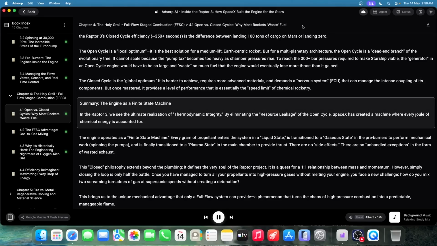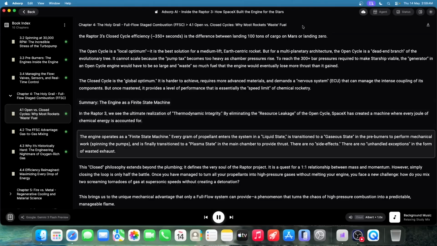In summary, the engine as a finite-state machine: in the Raptor 3, we see the ultimate realization of thermodynamic integrity. By eliminating the resource leakage of the open cycle, SpaceX has created a machine where every joule of chemical energy is accounted for. And the engine operates as a finite-state machine. Every gram of propellant enters the system in a liquid state, is transitioned to a gaseous state in the pre-burners to perform mechanical work, spinning the pumps, and is finally transitioned to a plasma state in the main chamber to provide thrust. There are no side effects. There are no unhandled exceptions in the form of wasted exhaust.